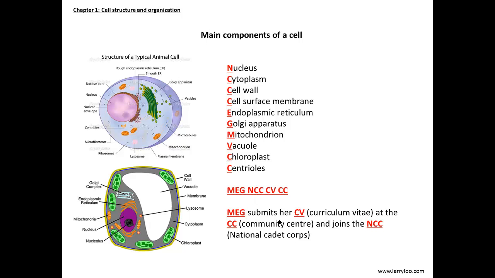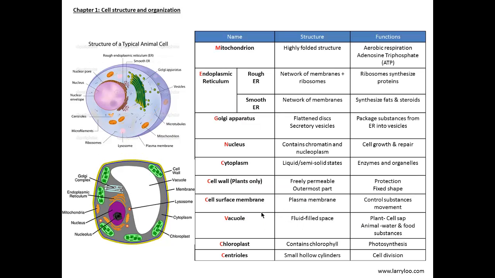So as we have it, next let's move on to what particular function each structure does. We have it here as mitochondria. Mitochondria contain cristae, which are highly folded structures, and their main function is in aerobic respiration. The energy currency of the cell is known as adenosine triphosphate, or rather ATP.